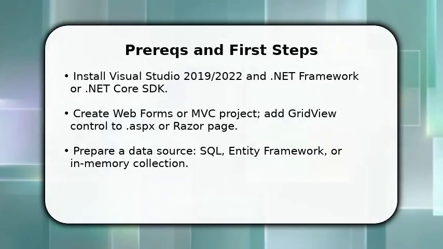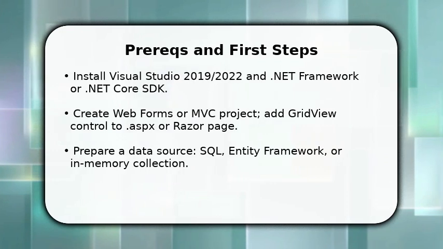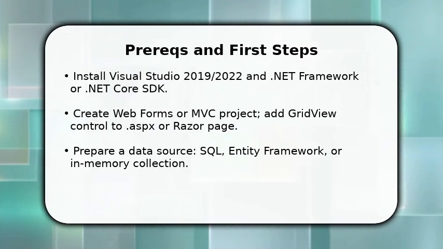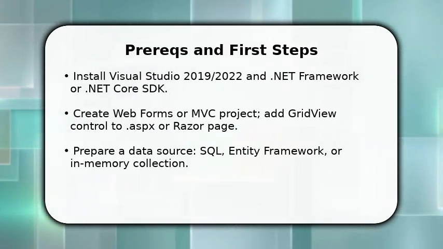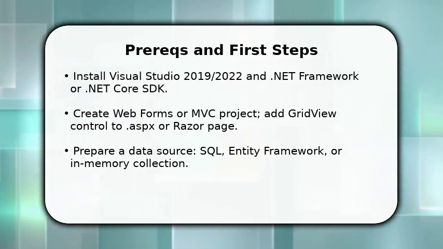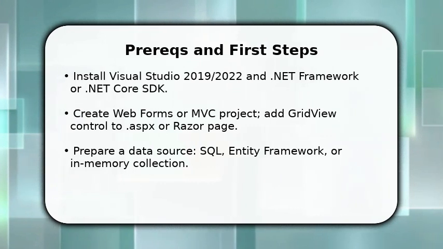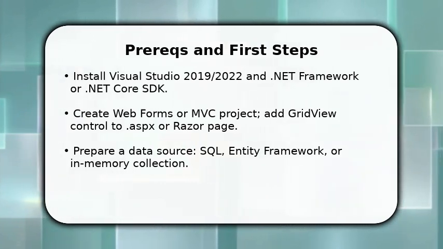You start by ensuring your development environment is ready and you have a data source. Add a GridView control to the page and bind it to a data source object. This is the how. Configure AutoGenerateColumns equals false to control layout, and then add BoundField or TemplateField columns so you can format values.